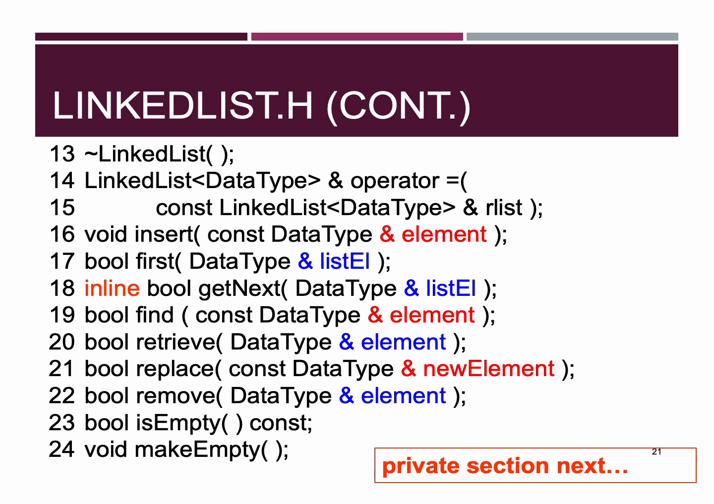Then we have the replace method, which allows us to update an element at the current position with a new value. The remove method deletes an element from the list. The isEmpty method checks if the list is empty. The makeEmpty method clears the entire list by removing all elements.